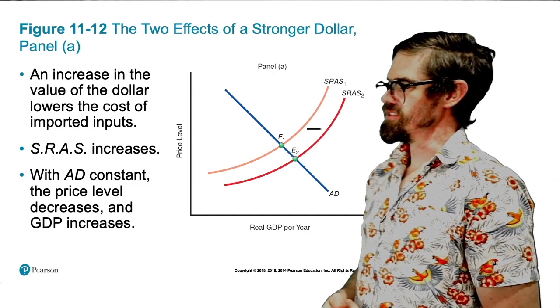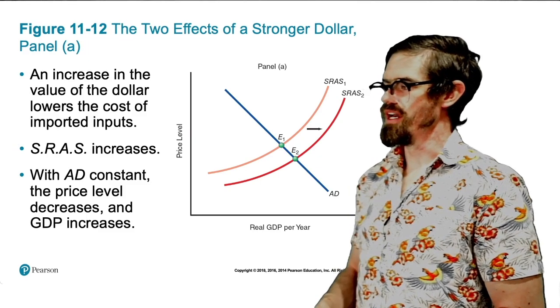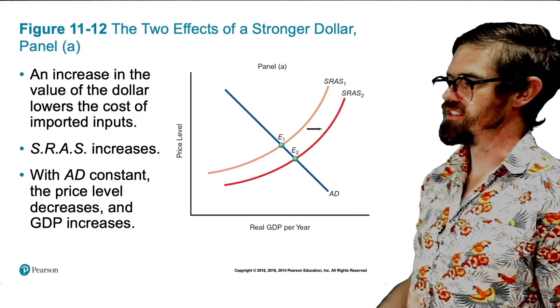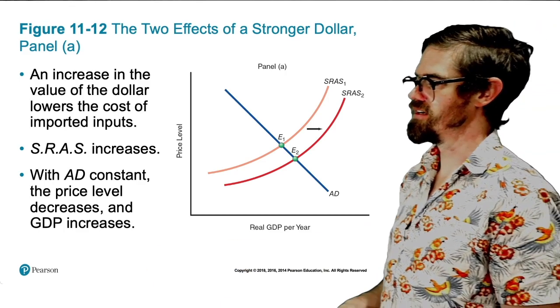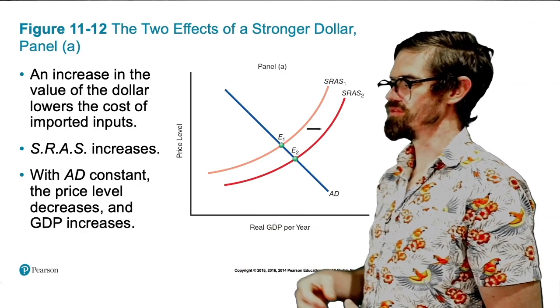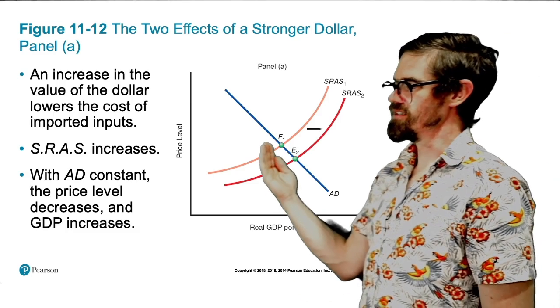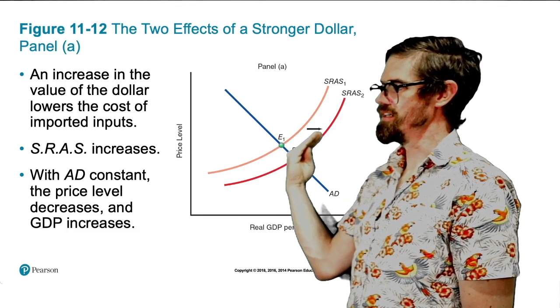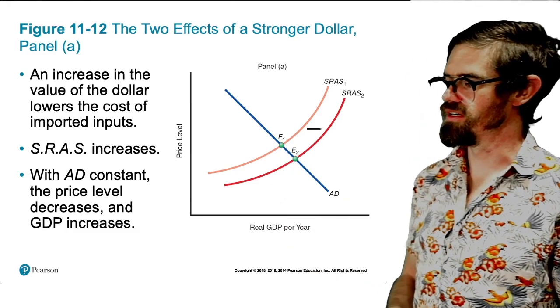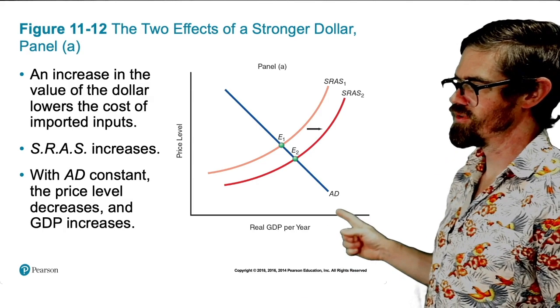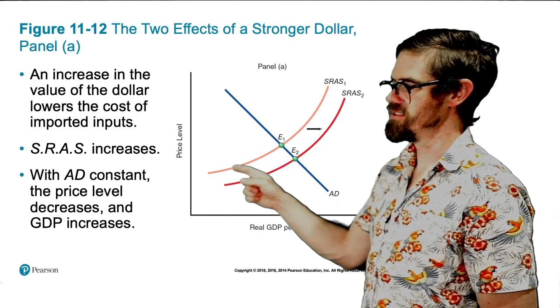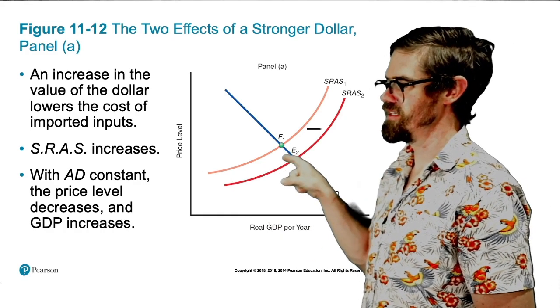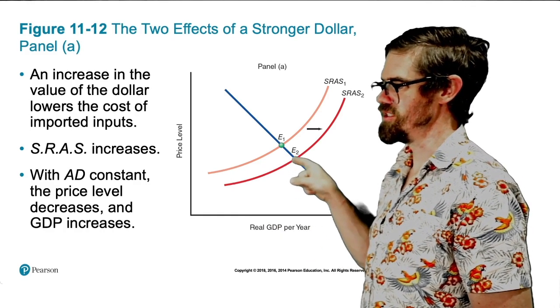This is actually the opposite. This is the case where we have a stronger dollar. An increase in the value of our dollar means that the cost of inputs goes down, right? Those inputs from other countries get cheaper. As the cost of inputs gets cheaper, that increases short-run aggregate supply. If we're assuming that aggregate demand stays the same, that leads to a decrease in price. Price goes down, and real GDP goes up.